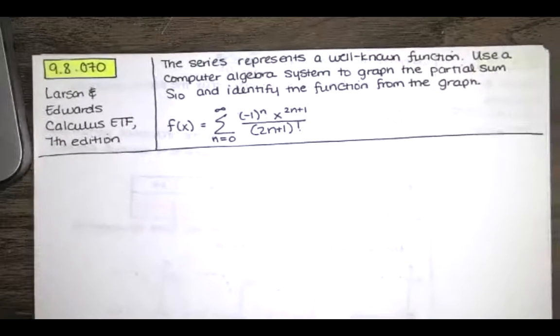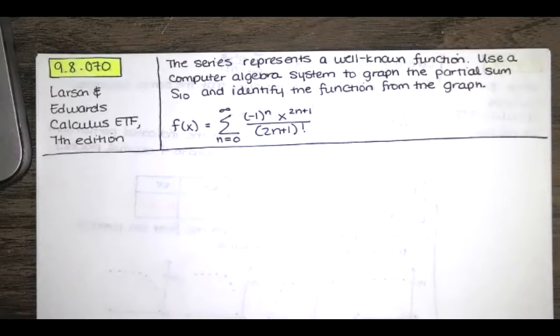In this video, we solve problem 9.8.070 from Larson and Edwards Calculus Early Transcendental Functions text, 7th edition. The problem statement says the series represents a well-known function. Use a computer algebra system to graph the partial sum s sub 10 and identify the function from the graph.